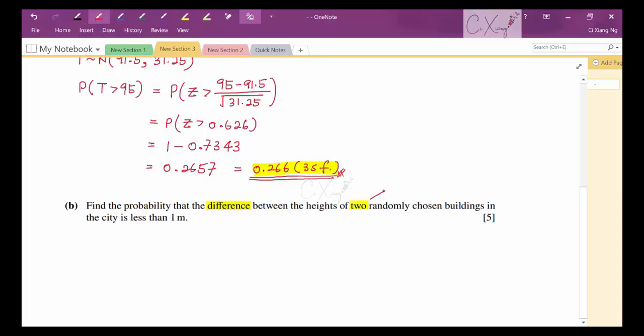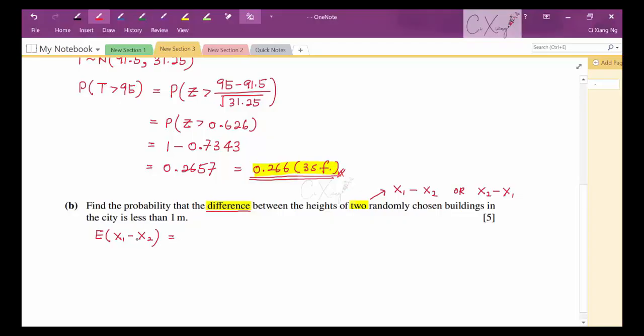For these two buildings, you can denote building number 1 as X1 and building number 2 as X2. Difference means that it can be X1 minus X2, or X2 minus X1. Both have the same meaning, the difference between the heights of two randomly chosen buildings. No matter whether it's X1 minus X2 or X2 minus X1, their distribution will be the same, and they are still normally distributed. The mean for either will be the same as well. So now I'm just trying to find the mean for X1 minus X2.